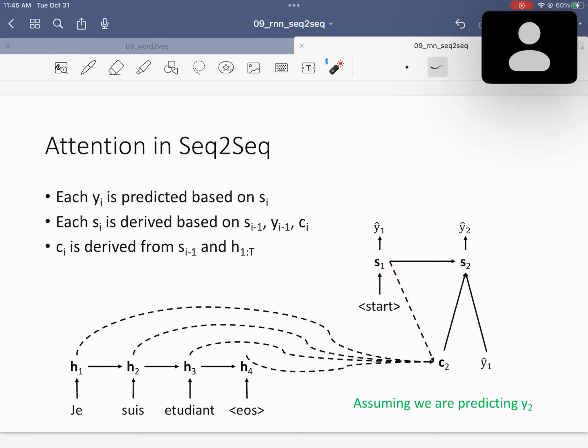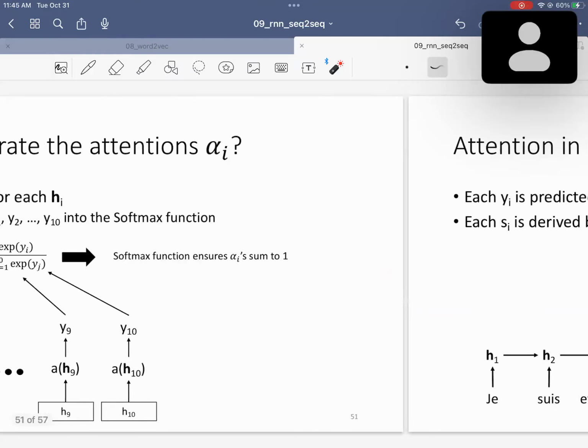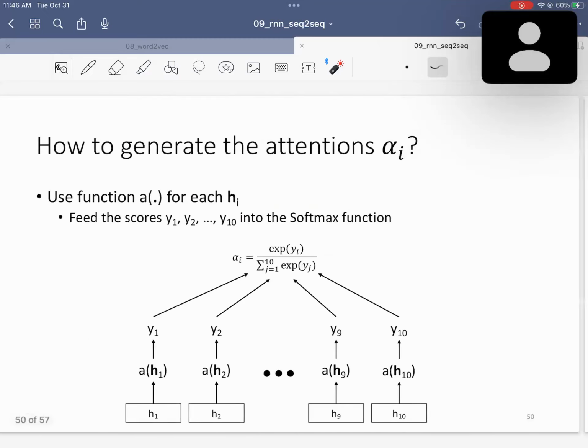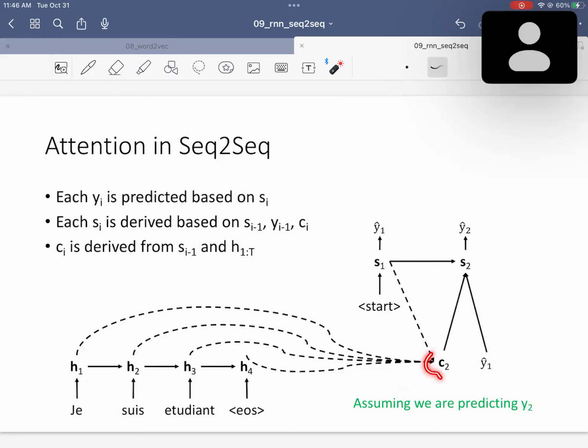So you should really pay attention to what's happening here. The C2 is the same context vector we talked about in here. It's the same context vector. And this context vector has an index because you need context vectors every single time you predict the next word. Okay? So S2 is determined by S1, Y1, C2, three things. And C2 is determined by, you can see the dots here, S1 and all the H's from the encoder. So far it makes sense?